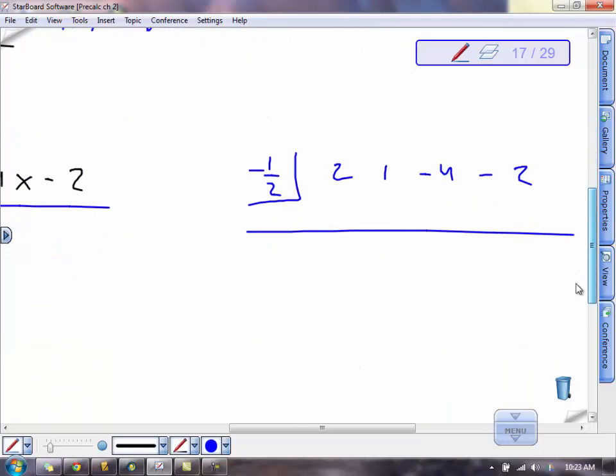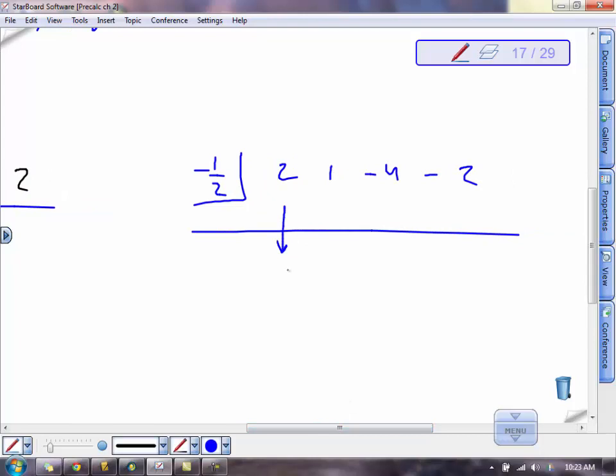Okay. So then I'm going to drop down the first one. That gives you 2. -1/2 times 2 gives you -1. Add them, you get 0. -1/2 times 0 gives you 0. Add them, you get -4. Multiply, you get +2, which is no remainder, which is a good sign. Probably means you did it right, because you know there can't be a remainder.